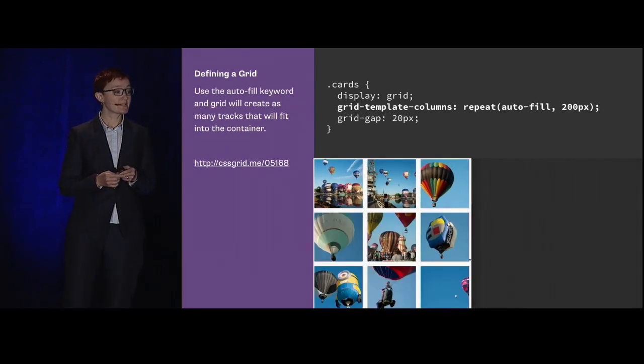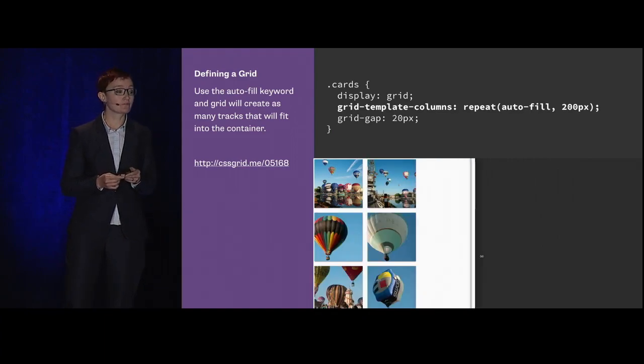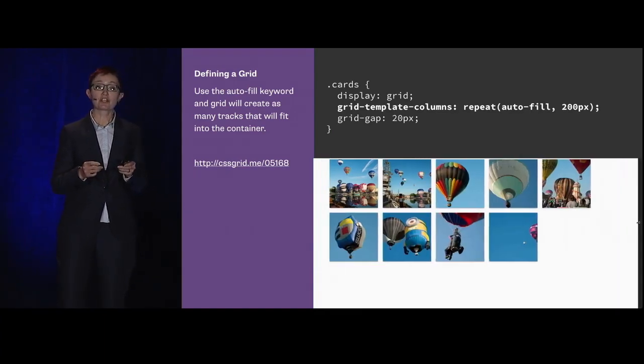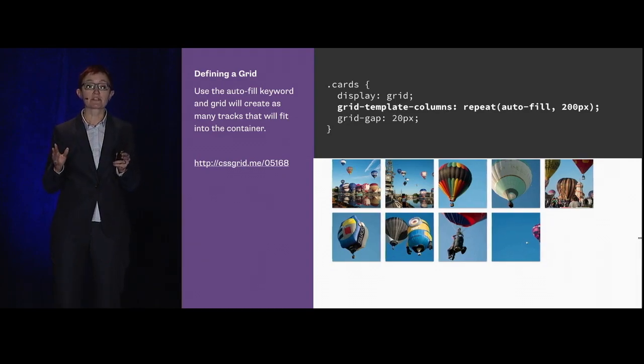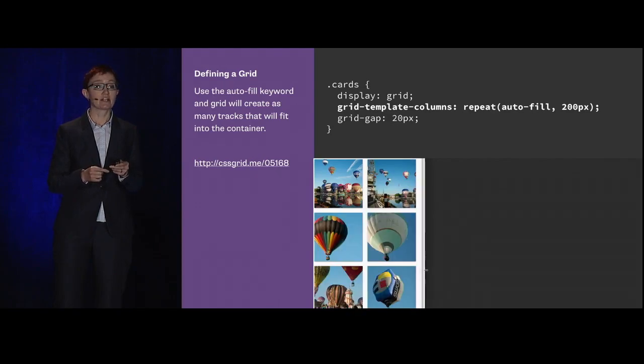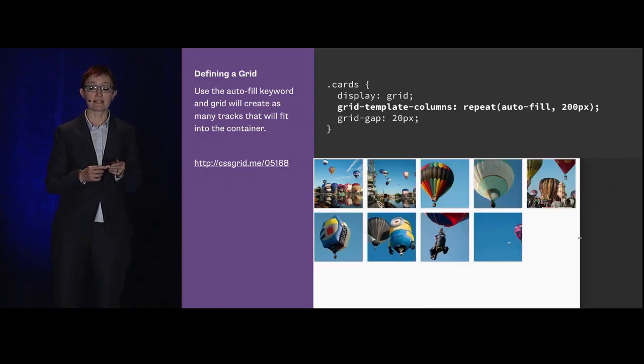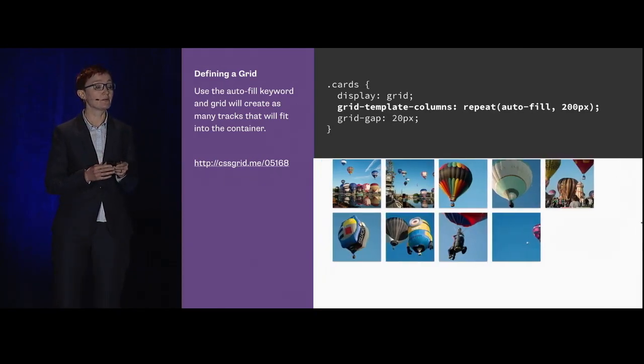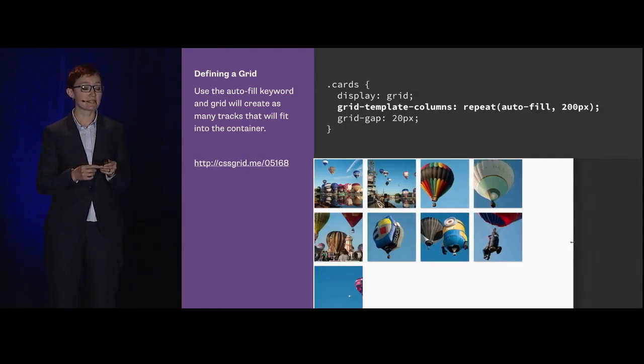Now I showed you that repeat syntax, specifying a fixed number of repeating tracks. But you can also ask Grid to create as many columns as will fit into the container. So here I'm saying create as many 200 pixel columns as will fit into the container, using this auto-fill keyword rather than a value for repeat.